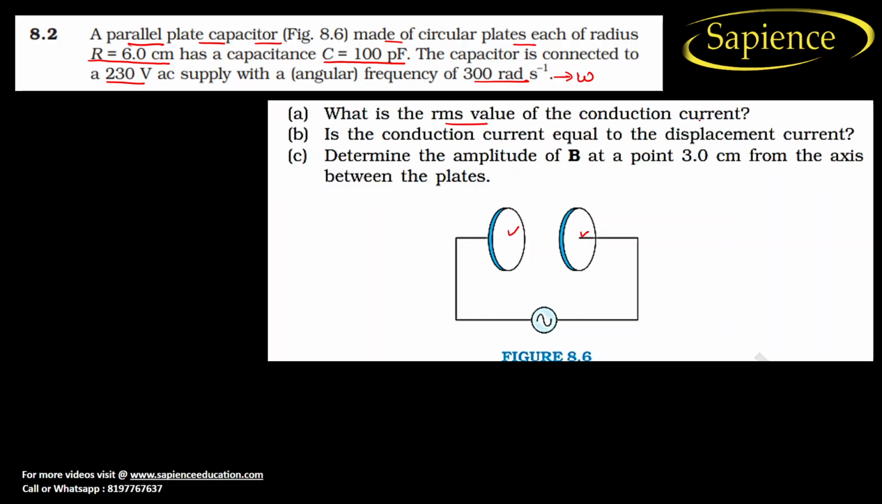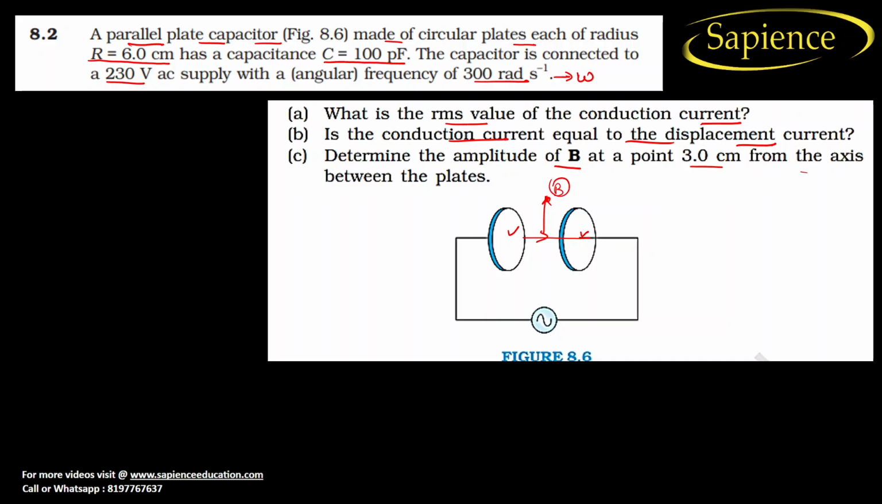So what is the RMS value of the conduction current? That is the RMS. And is the conduction current equal to the displacement current? Definitely. See, here Kirchhoff's law will be followed, so definitely it will be equal. Determine the amplitude of B at 3 centimeter from the axis of the parallel plate. So let us suppose this is the axis of the plate, so we need to find B at the distance of this one. So let's go and solve each and every problem step by step.